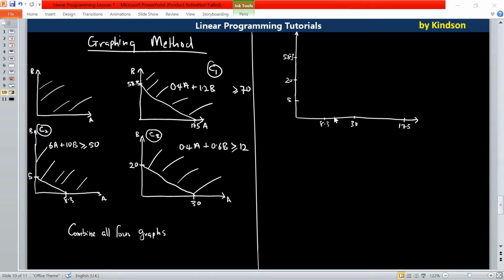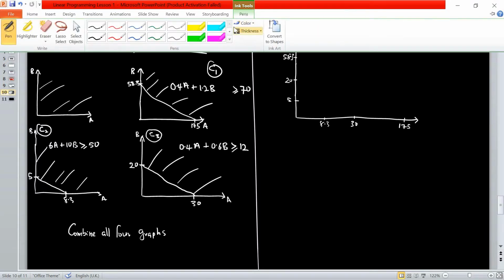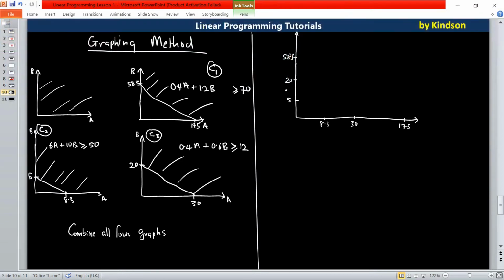Alright, this is tutorial 5 of linear programming tutorial. So we are still trying to solve the linear programming problem, the diet problem, and we are using the graphing method, which is actually the easiest method to use. So far so good, I hope you've been following. So today let's try to see what we can do. So in the previous tutorial, 4, we created these 4 graphs representing all the constraints.